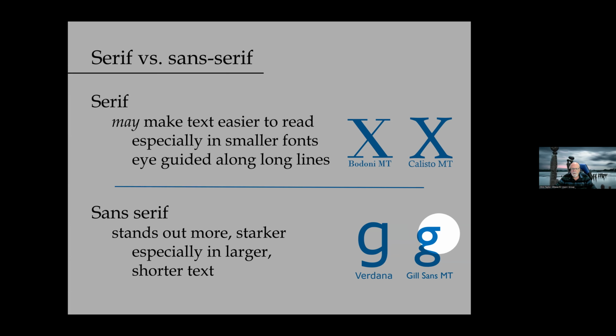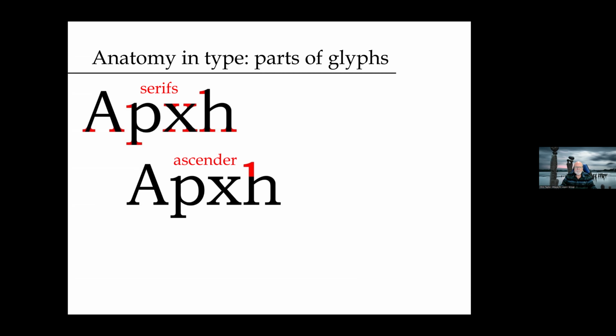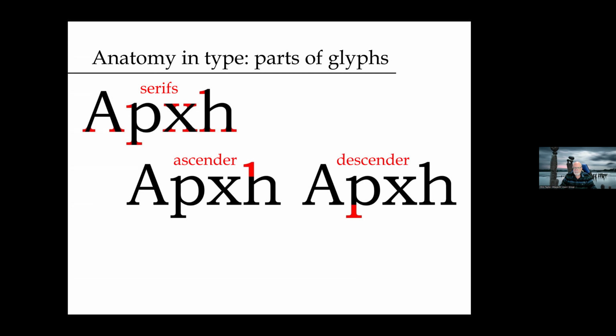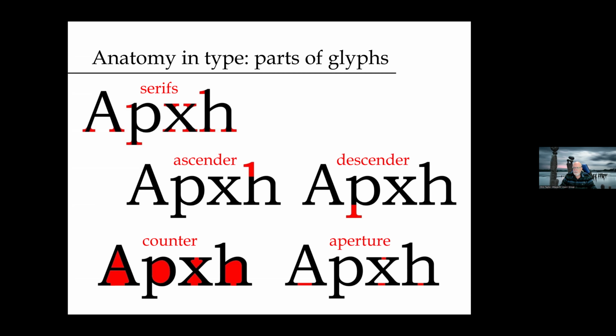If we look at breaking down the glyphs, the serifs are what you see in red, those little horizontal lines. Ascenders are parts of lowercase letters that rise above a lowercase x. Descenders are parts of glyphs that descend below the baseline. Counters are the open space within characters. And if you have counters that have an opening to the outside, the aperture is the size or distance of that opening.